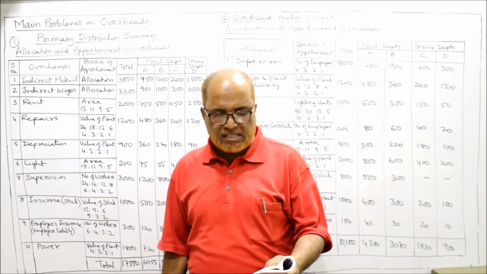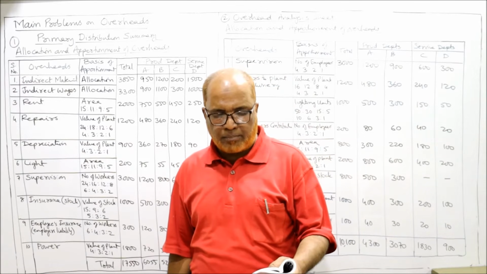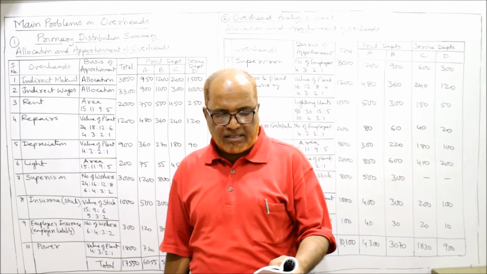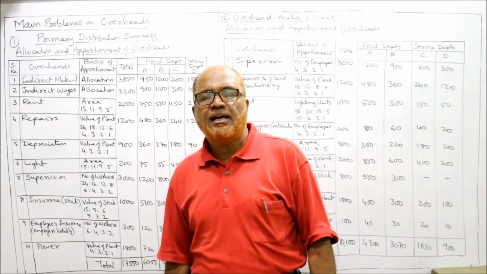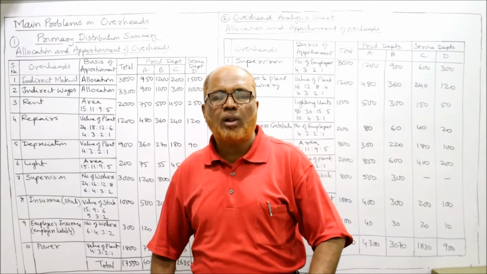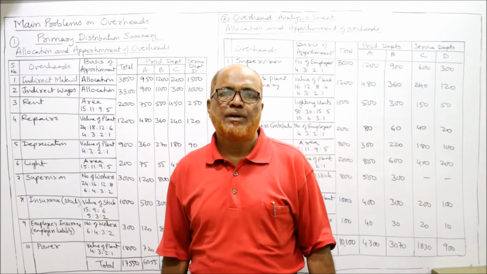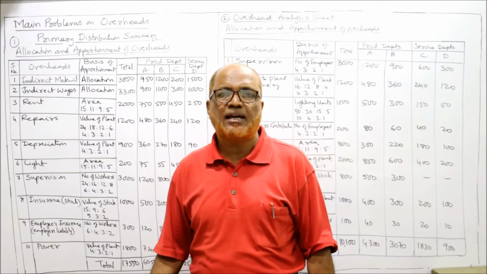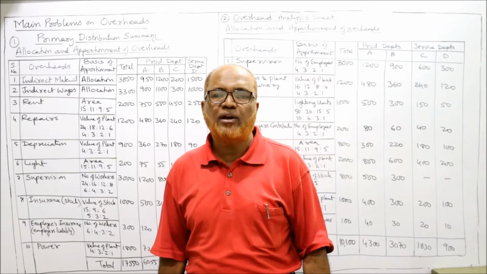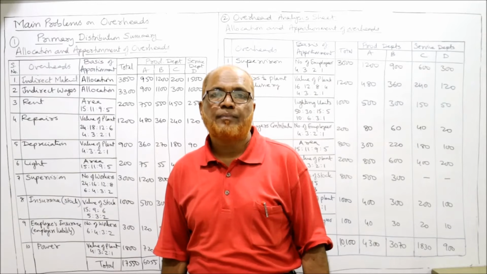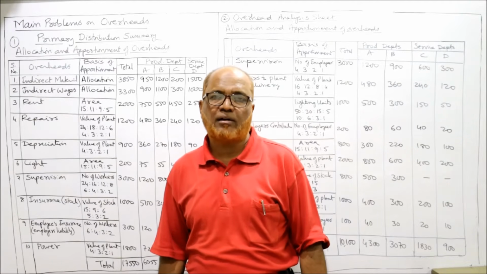Whereas indirect wages are given: production department A 900, B 1100, C 300 and servicing department D 1000. See here, this indirect material and indirect wages are given for all the departments separately. So we have to charge the concerned expenditure to the concerned department. So there is no need of any apportionment. Allocation we have to make.